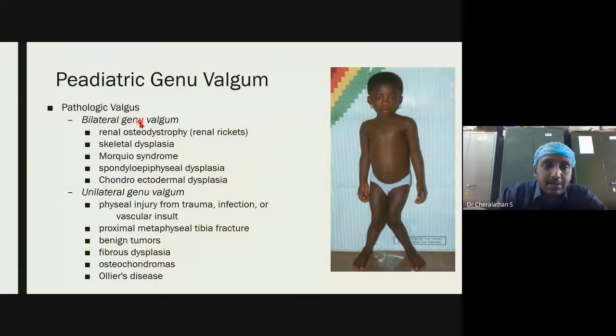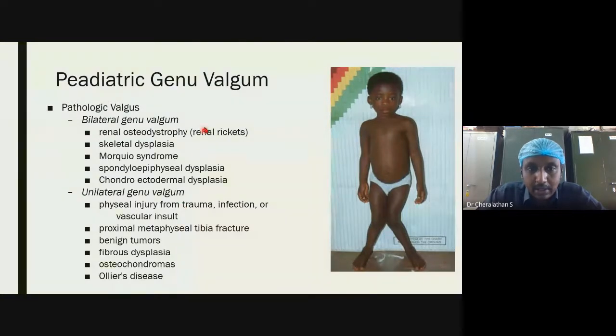If it is a bilateral genu valgum, it can be renal osteodystrophy, skeletal dysplasias, Morquio syndrome, spondyloepiphyseal dysplasias, chondroectodermal dysplasias. I don't want to discuss each condition in particular because that will take away much of our time, right? You can go back, refer to your textbook, and just have a brief idea about what each individual condition is. If it is a unilateral genu valgum, it can be a physeal injury. It can be due to trauma, infection, or vascular insult. It can be a proximal metaphyseal fracture, benign tumors, fibrous dysplasias, osteochondromas, and Ollier's disease.